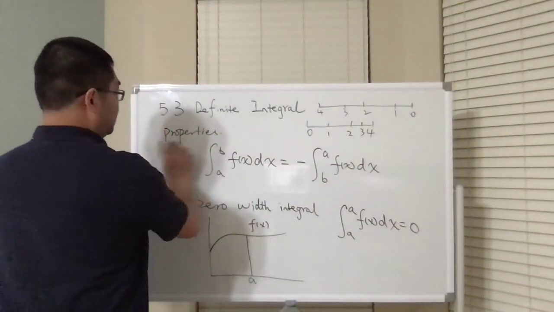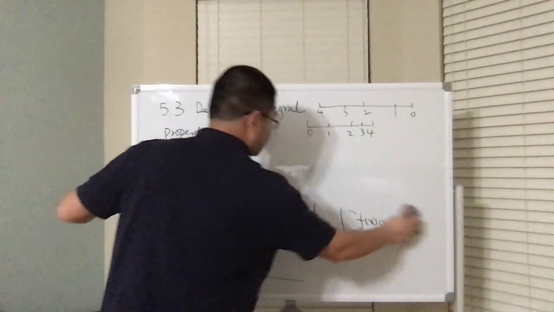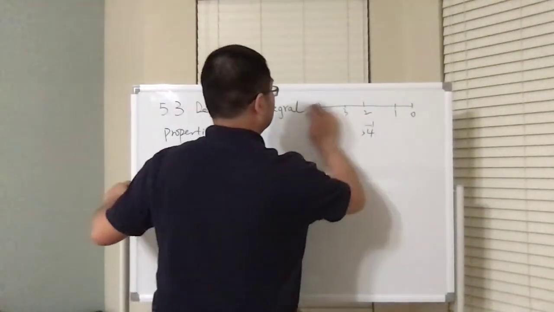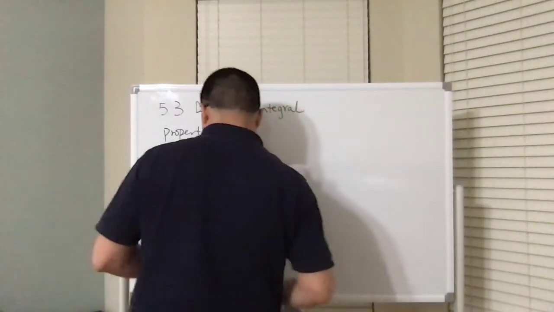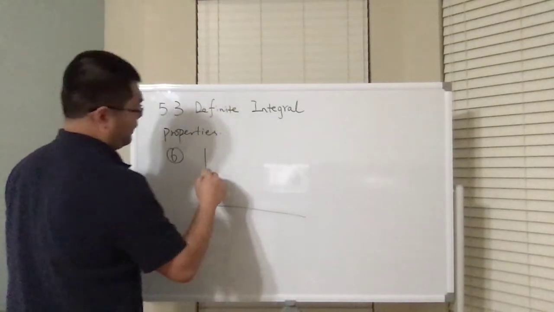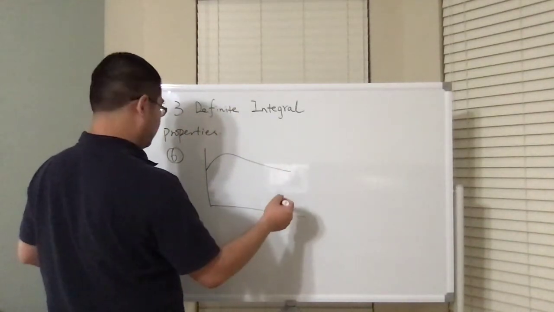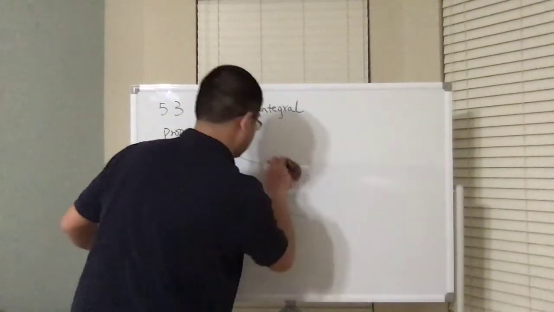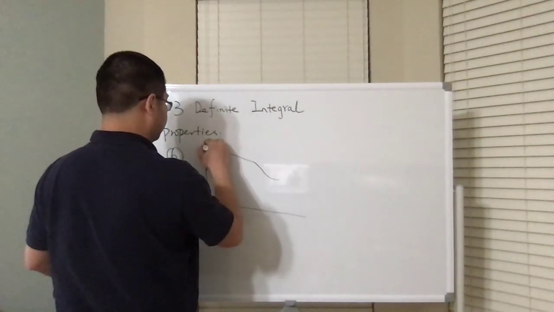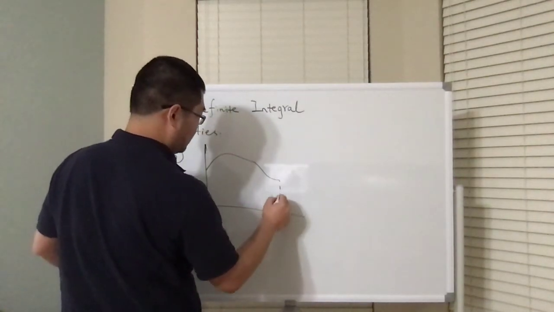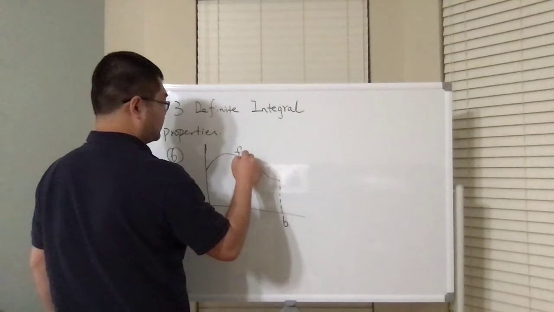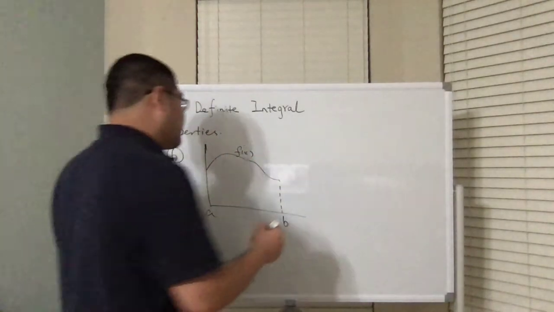Erase this part. Let's see. Number 6 is pretty straightforward. So it says like this, okay? So if I have a function like this, let's do something like this, okay? And then this is A, this is B, this is f(x), okay? And the property says like this.